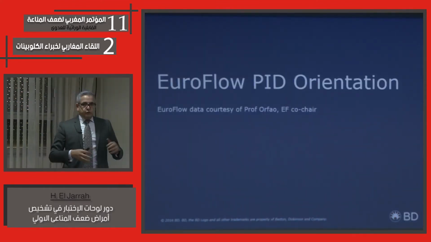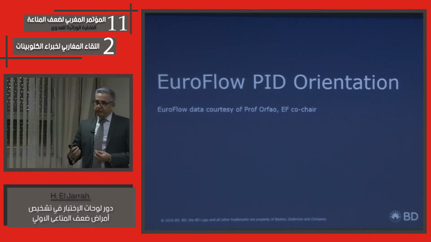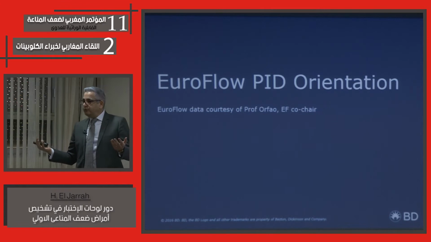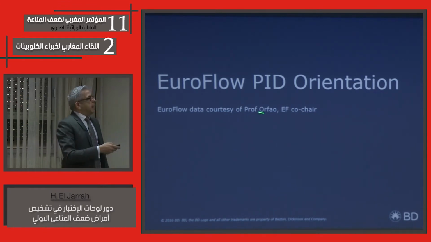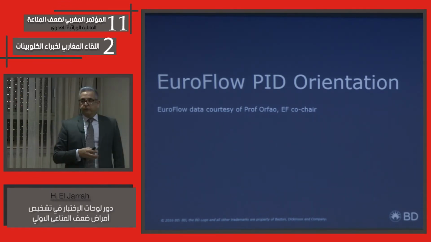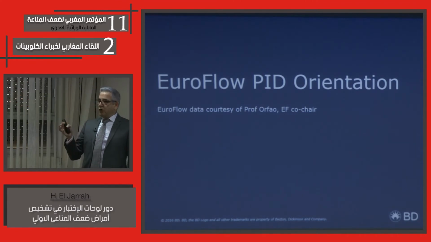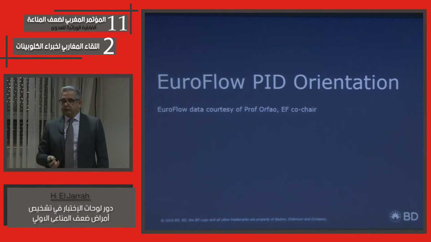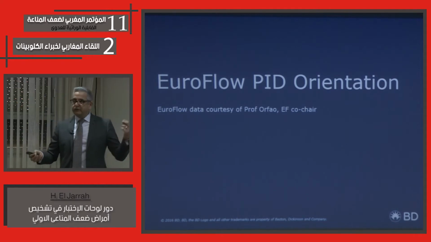And that takes us to a design of a tube to screen for primary immune deficiencies. And this was developed by the EuroFlow Consortium. Now, the EuroFlow Consortium is a scientific consortium. It's not a company. So it's not a product.